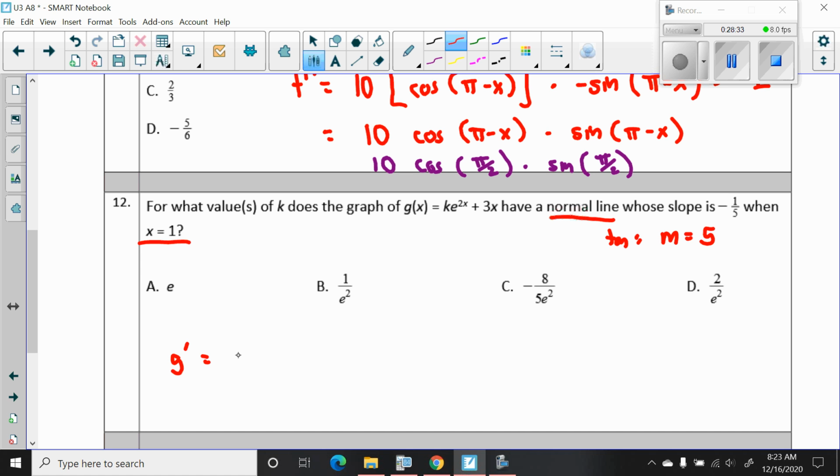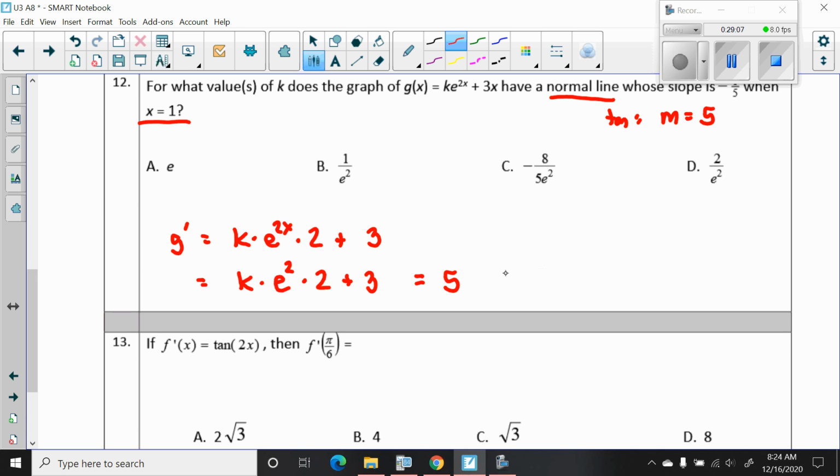So g prime is going to be k, a constant, times e to the 2x times the derivative of 2x, which is 2, plus the derivative of 3x, which is 3. All right. So x is 1, and we're setting this equal to 5. So if x is 1, then we'll have k times e to the 2 times 1, which is 2, times 2, plus 3 is equal to 5.